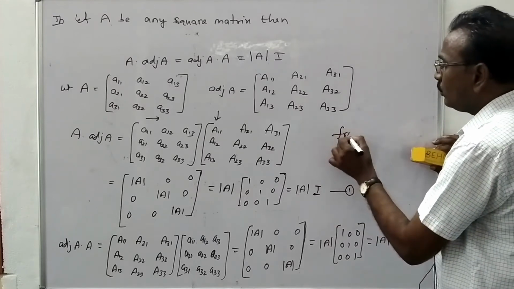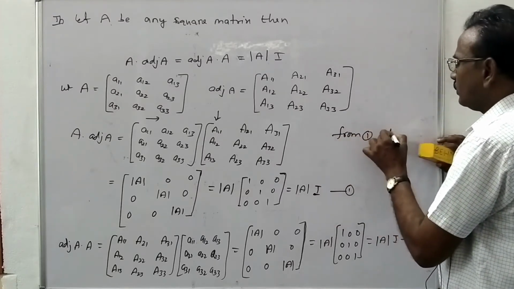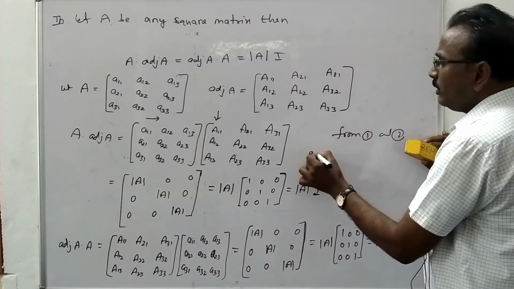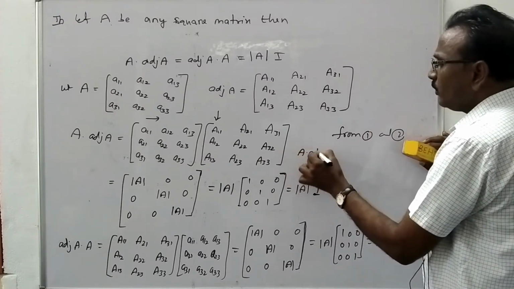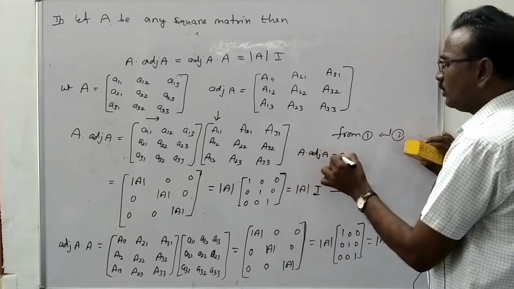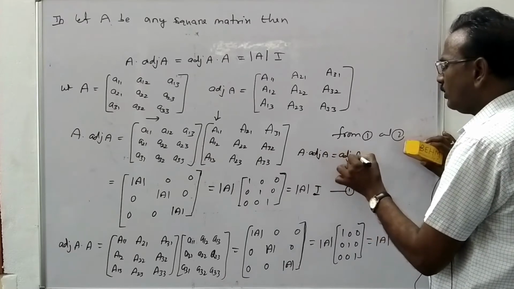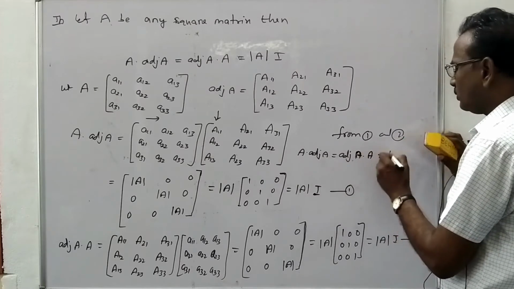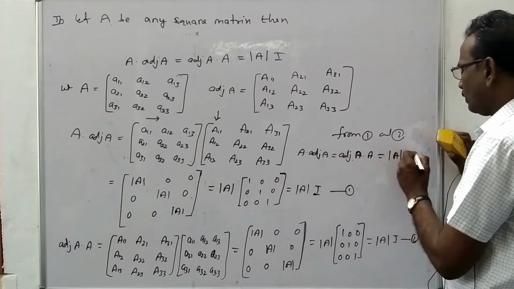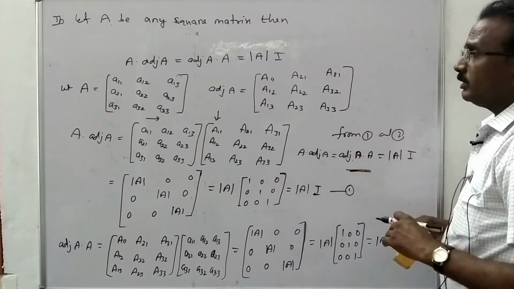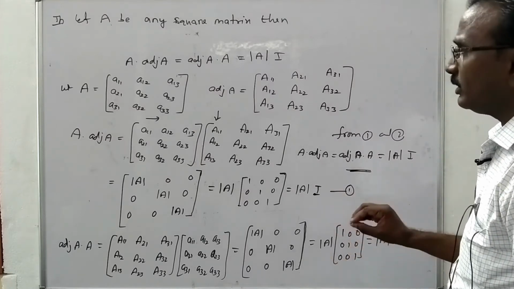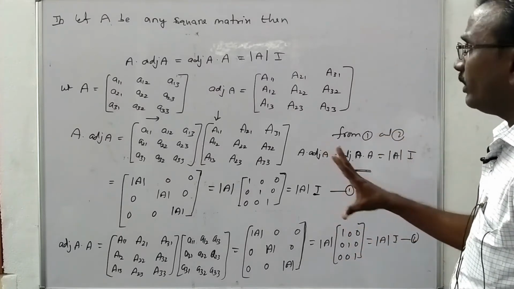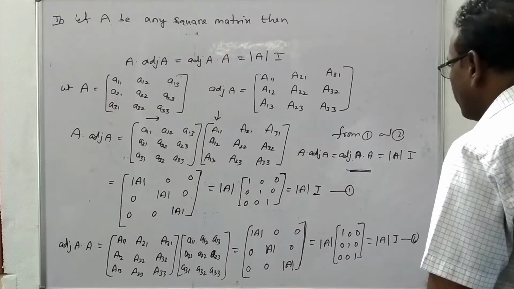From 1 and 2, A into adjoint A is equal to adjoint of A into A, which is equal to determinant of A into I. So this is the result. This is just for examination purposes, but this result is very important.